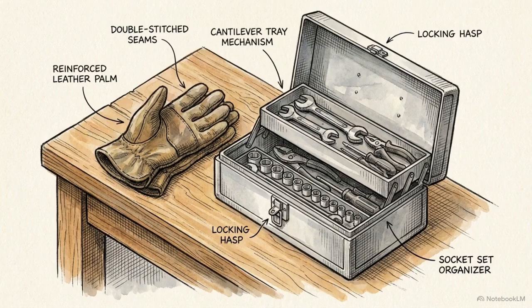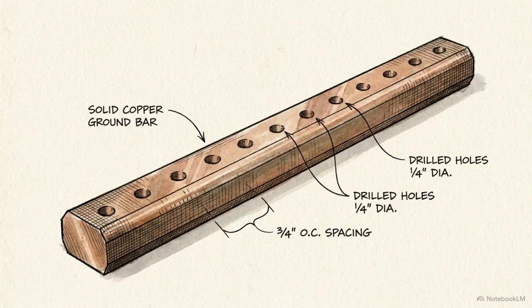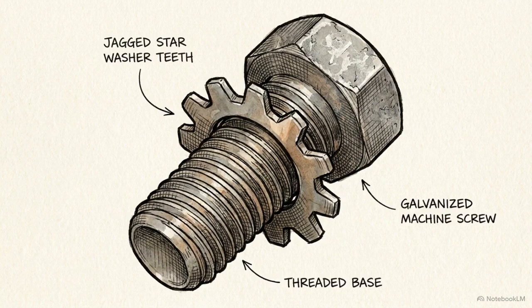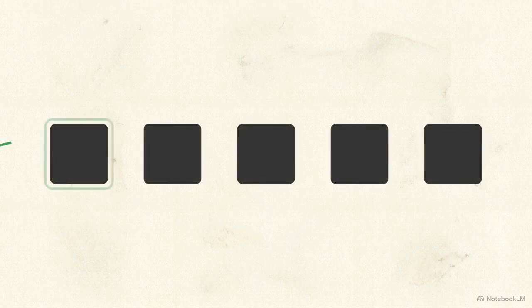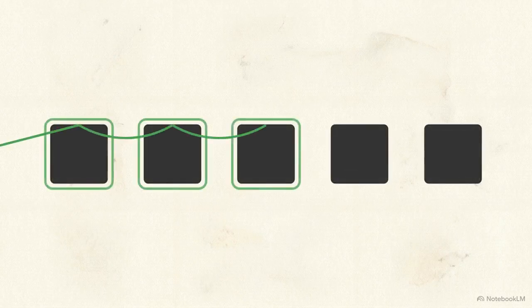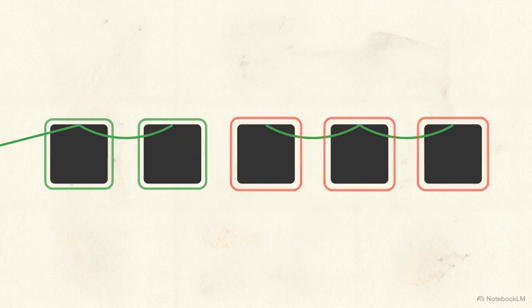Bonding requires specific hardware: listed compression lugs, bare copper grounding bars, and machine screws with star washers that bite into bare metal. A common mistake is routing ground wires in consecutive series jumpers, a practice known as daisy chaining. In a daisy chain setup, a single loose connection or failed node severs the protective ground for every single device downstream, quietly neutralizing the safety system.